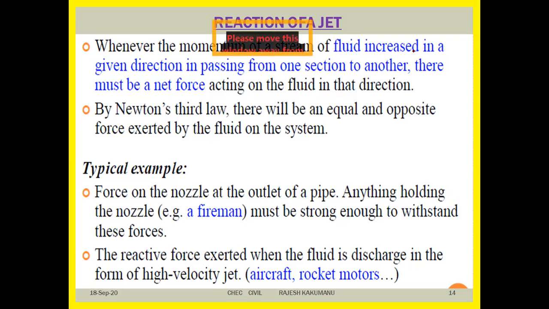Next, by using Newton's third law, what is the third law? It says that there will be an equal and opposite force exerted by the fluid on the system, right?